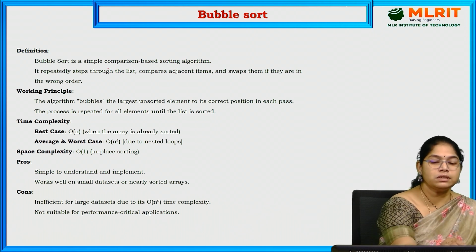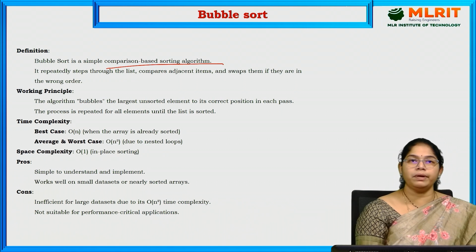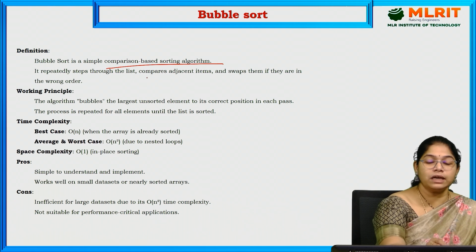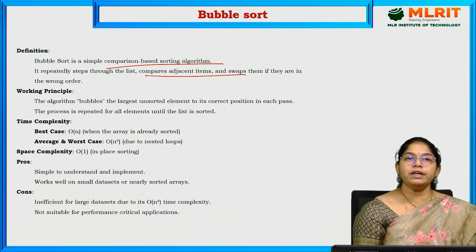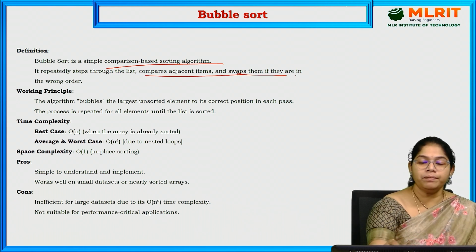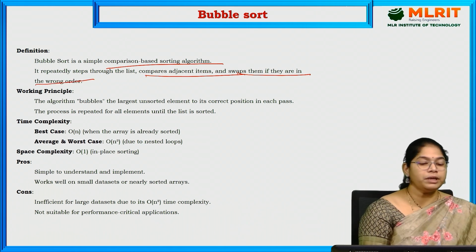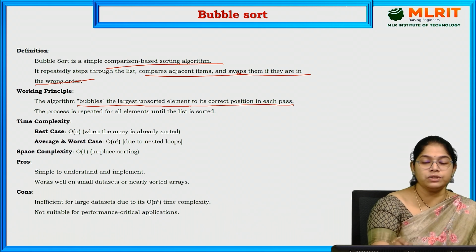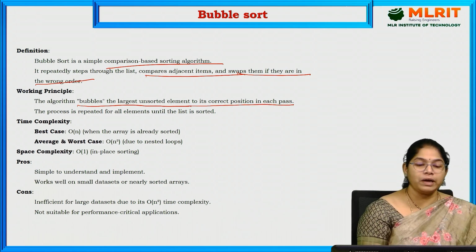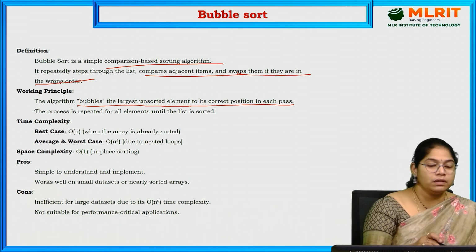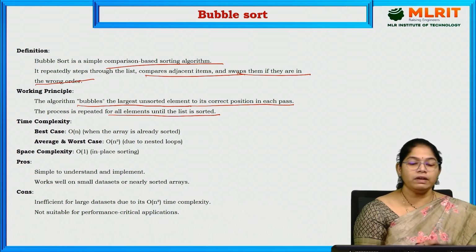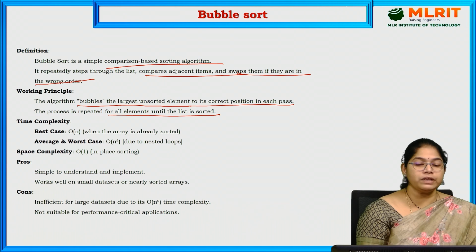Bubble sort is a simple comparison-based sorting algorithm. It repeatedly steps through the list and compares adjacent items. If they are in the wrong order, it swaps them. Then, working principle: the algorithm bubbles the largest unsorted element to its correct position in each pass. This process is repeated for all the elements until the list is sorted.